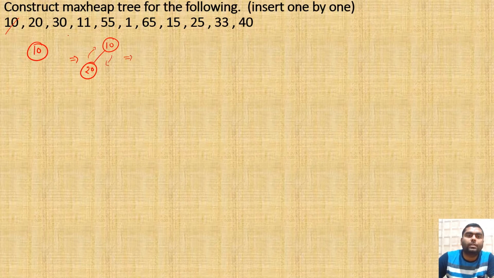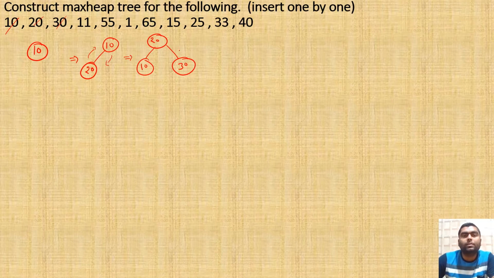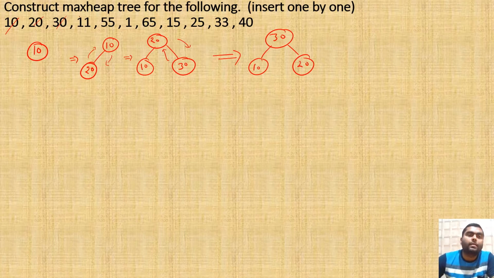So then you will get 20 and then 10. Okay, fine. Next value coming is 30. So 30 will be inserted on the right side. 30 is bigger than the root 20, so according to the max heap property it is violated. So we are supposed to interchange this and this. Finally you will get 30, then 10 as it is, then here 20. Okay, fine.